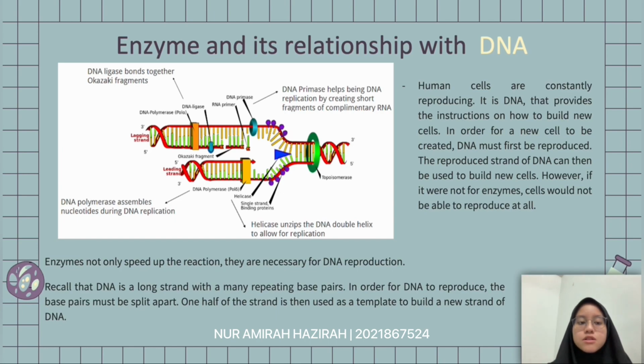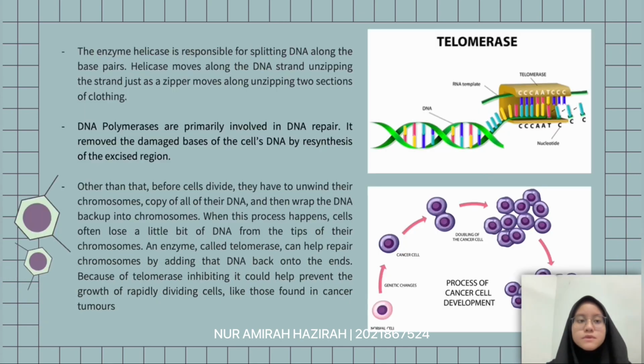Recall that DNA is a long strand with many repeating base pairs. In order for DNA to reproduce, the base pairs must first be split apart. One half of the strand is then used as a template to build a new strand of DNA. The enzyme helicase is responsible for splitting DNA along the base pairs. Helicase moves along the DNA strand, unzipping it just as a zipper moves along, unzipping two sections of clothing.